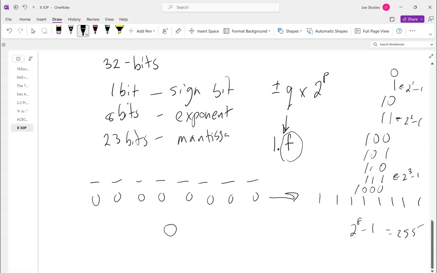So the numbers that can go in my exponent: I can go 0, that's as low as I can go. I can go to 255, that's as high as I can go. Now again, these are going to represent special cases. All zeros and all ones are always representing special cases. Basically, if I see all zeros, I'm going to underflow to 0. If I see all ones, I'm going to overflow to infinity.